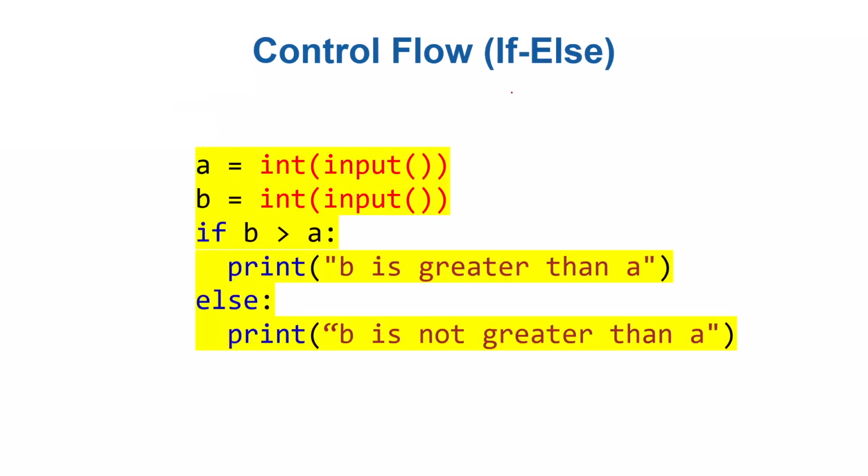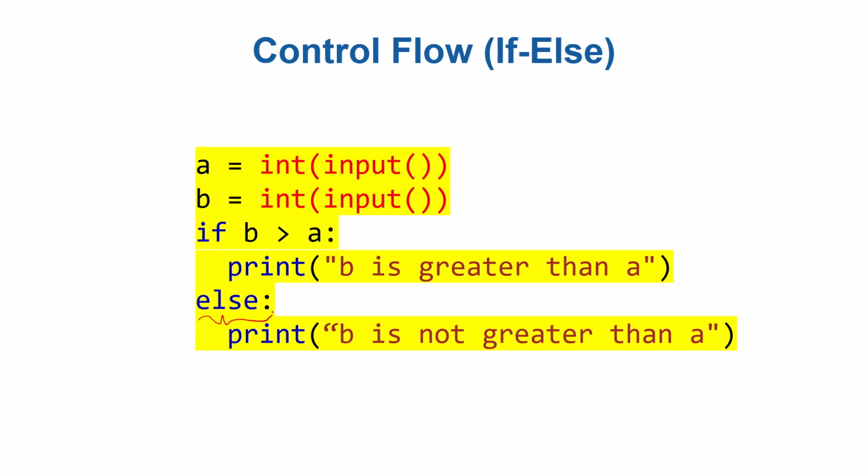In the last video we saw if condition, and we had an example in which we wanted to just print the greater number. So we input a number A, we input a number B, and if B is greater than A, we printed B is greater than A. Then we applied another if condition to check if A is greater than B, then print A.